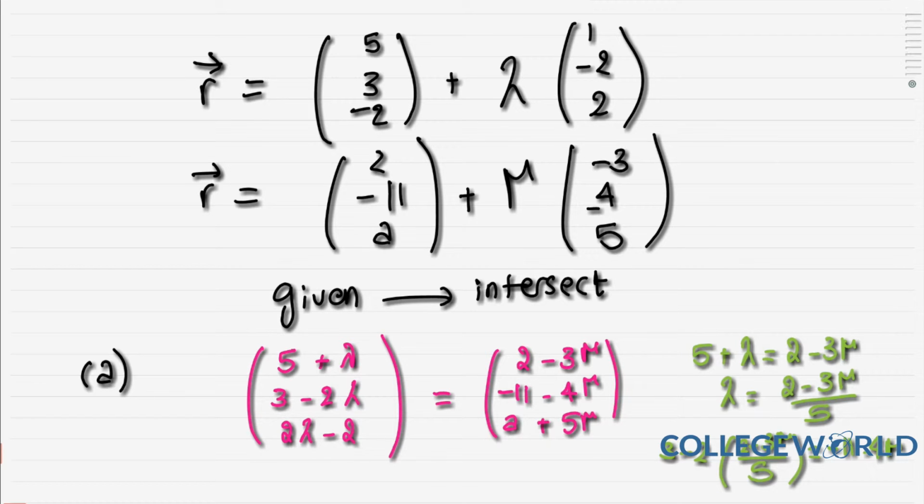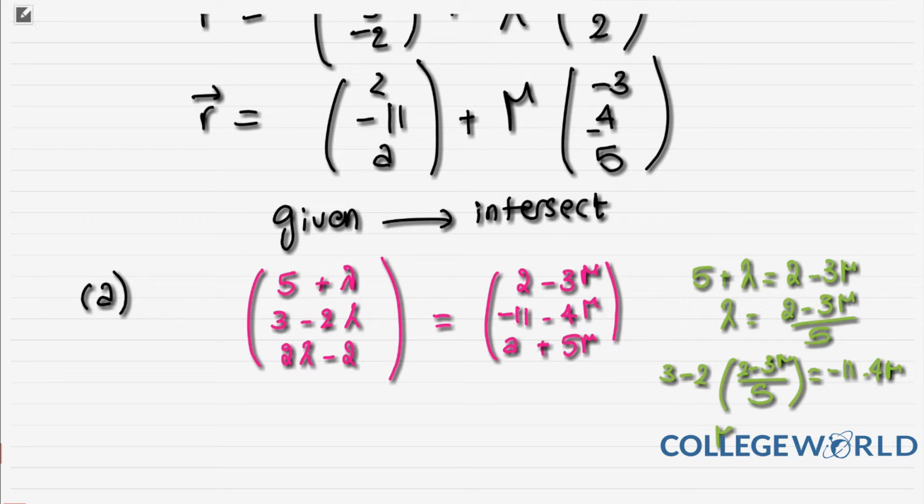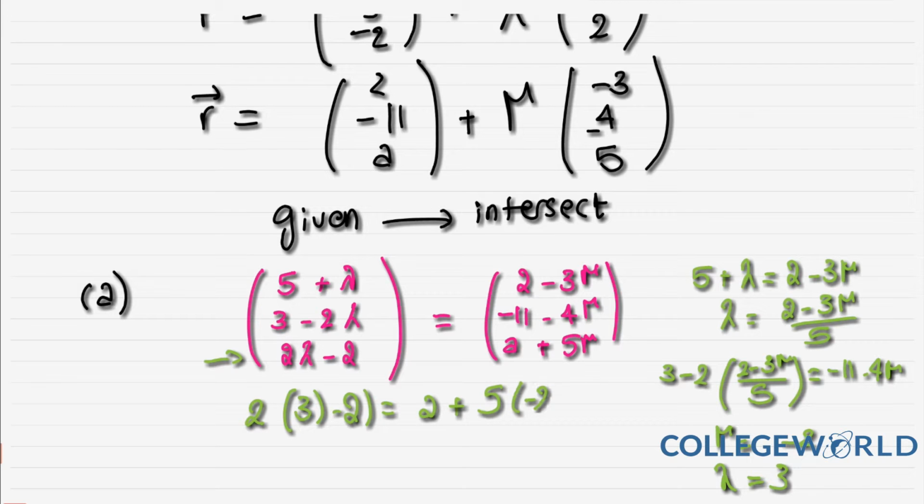This enables us to solve for mu. Let me just fetch the answer instead of doing all the algebra here. Our mu is going to equal negative 2, and our lambda is going to equal 3. Now we're going to take this here, and for the last one, we're going to say 2 into lambda, which is 3, minus 2, is going to equal a plus 5 into mu, which is minus 2, which enables us to solve for a. And when we solve for a, we're going to find that a is actually equal to 14.